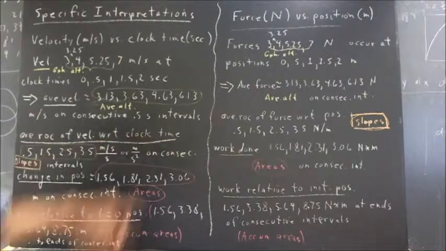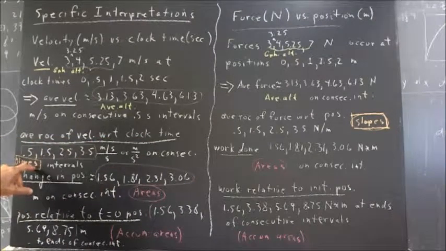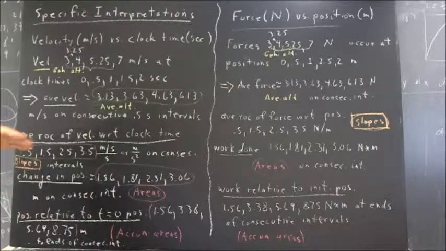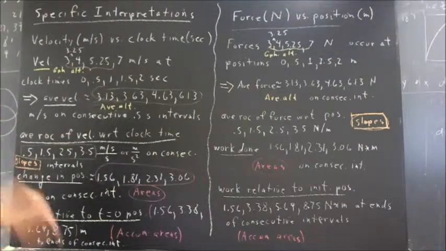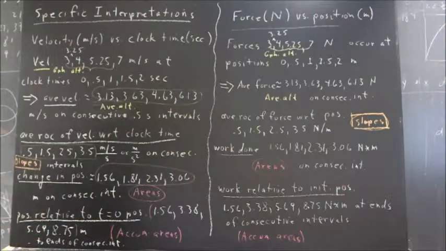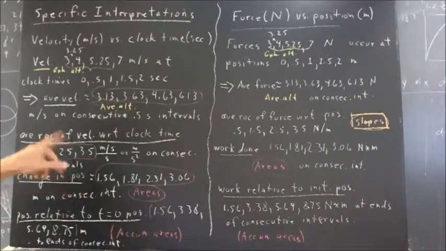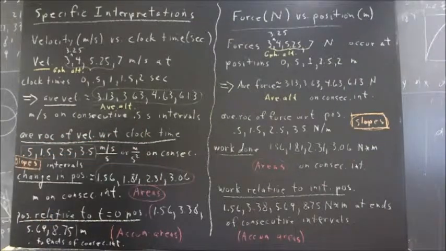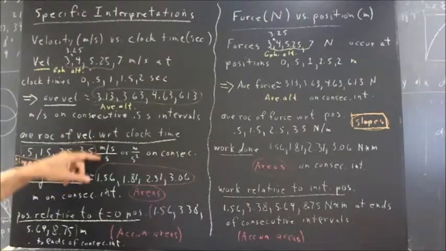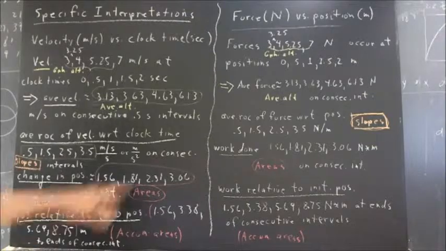Average rate of change of velocity with respect to clock time, that's going to be the interpretation of the slope. The slope is going to represent rise, change in velocity, divided by run, change in clock time, and that's going to give us the slope. And the units are going to be meters per second velocity change divided by seconds of run or width of the trapezoid, and we get these values indicating the average rates of change of velocity with respect to clock time, a concept that you might not really be all that comfortable with, but that's what we get. And the units will be meters per second divided by seconds, or meters per second squared, again on consecutive intervals.